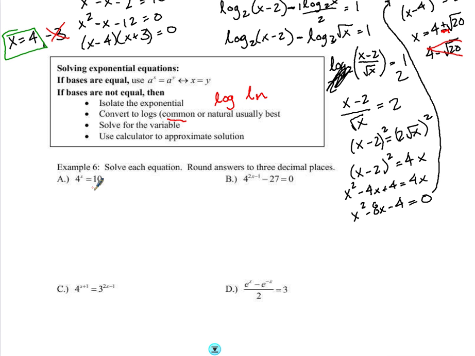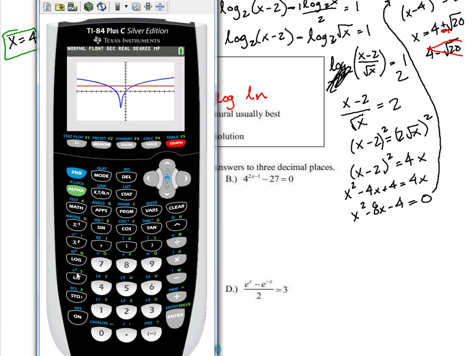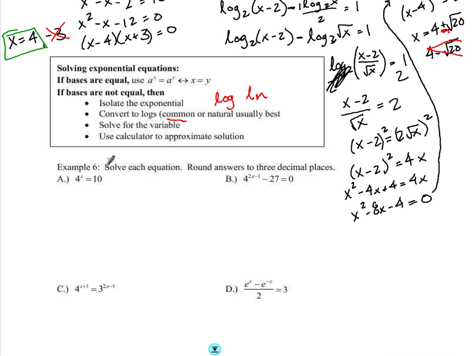So let's go ahead and use the natural log. So here we have the natural log of 4 to the x is equal to the natural log of 10. As long as I do it to both sides, it's okay. Just remember m equals n if and only if the log of the same base of m is equal to the log of the same base of n.